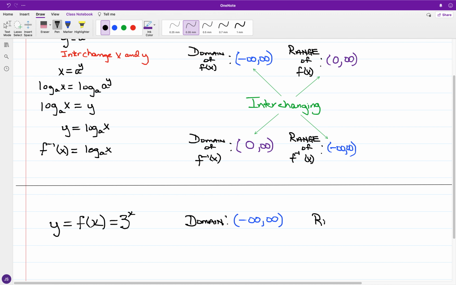Now for the range, if you took the number 3 to the negative 17, it would be a very small positive decimal number. And the more negative you make x, you're just going to make 3 to the x a very small positive number. And if you make x a large positive number, we would have 3 to the x approaching infinity. So for the range, we will have values of y that will be greater than 0.